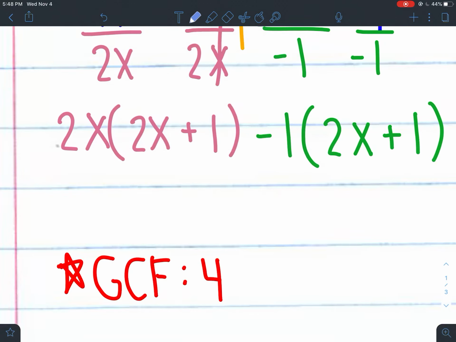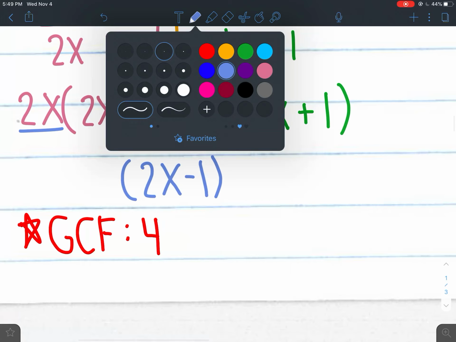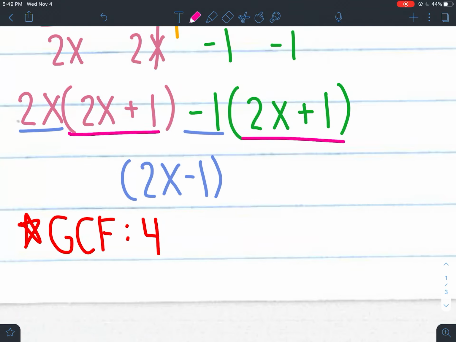Okay, so my first factor is going to be made up of my greatest common factors, my GCF. So 2x minus 1. Okay, so that's my 2 GCFs. And then you put your one set of matching factors next to it. So 2x plus 1 is your other factor. So one of your factors is 2x minus 1.